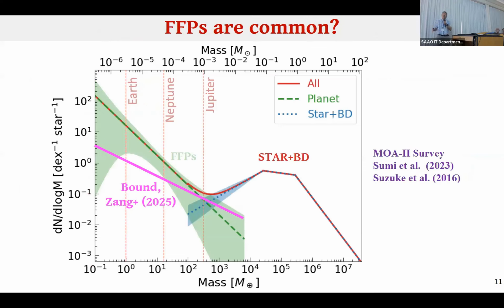Now, from such limited observations, we already see that the number of free-floating planets may be extremely common. So this shows the mass function as a function of mass in units of Earth mass. You can see this is the enormous star plus brown dwarf population, and this shows the free-floating candidate population studied by Taka, and this is a bound planet population published by Wei Zhang very soon.